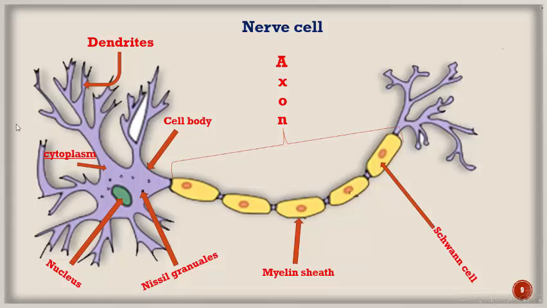These parts are called Ranvier nodes, and they are not covered by myelin sheath. At the end of the axon there are terminal arborizations, which connect the nerve cell with the sensory organs or the muscles.